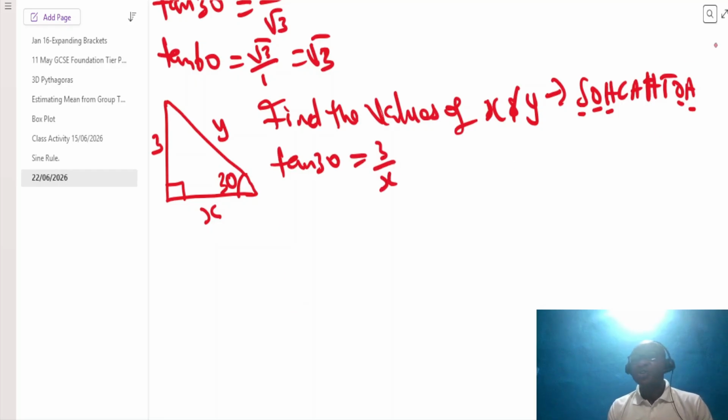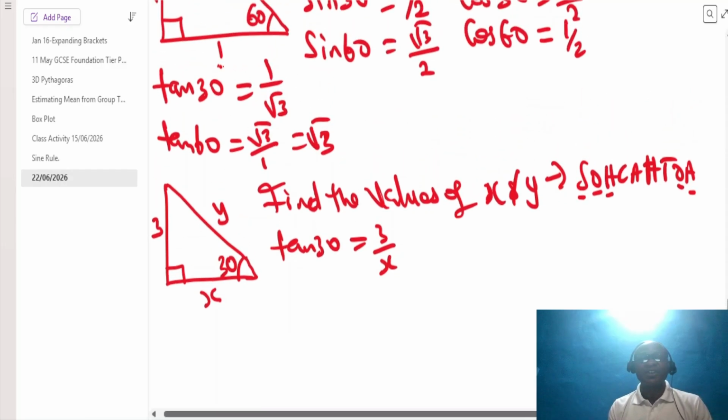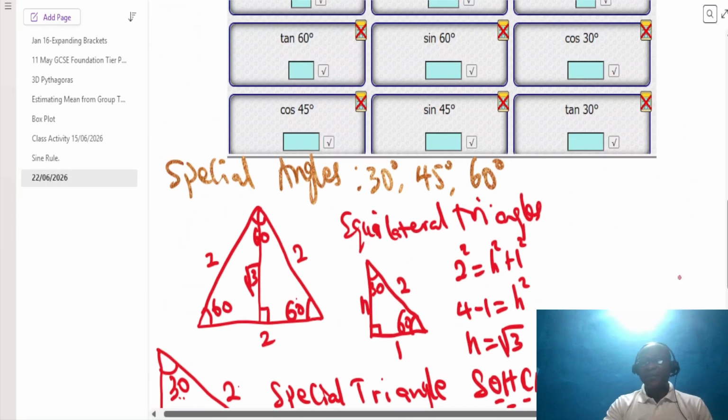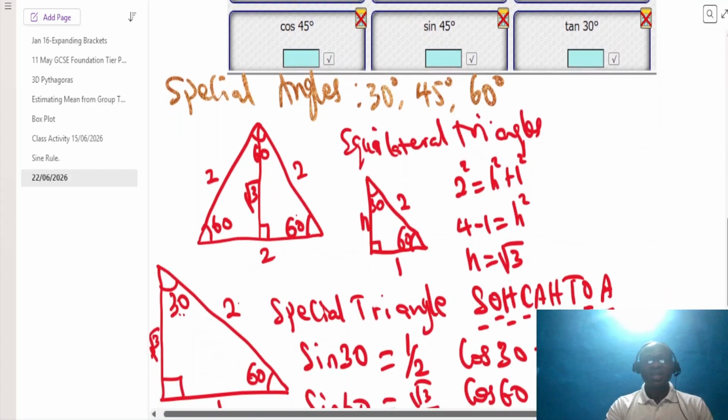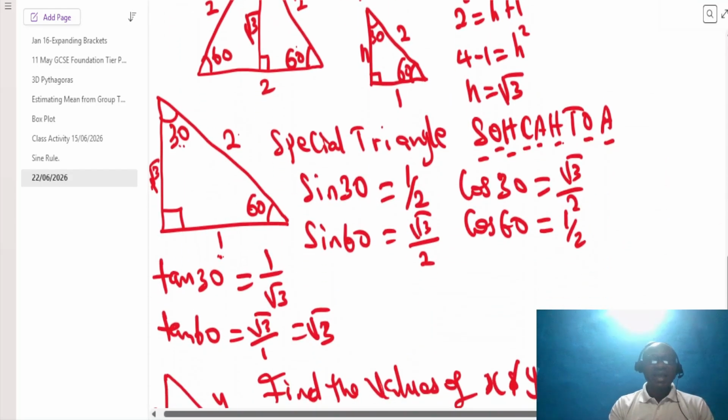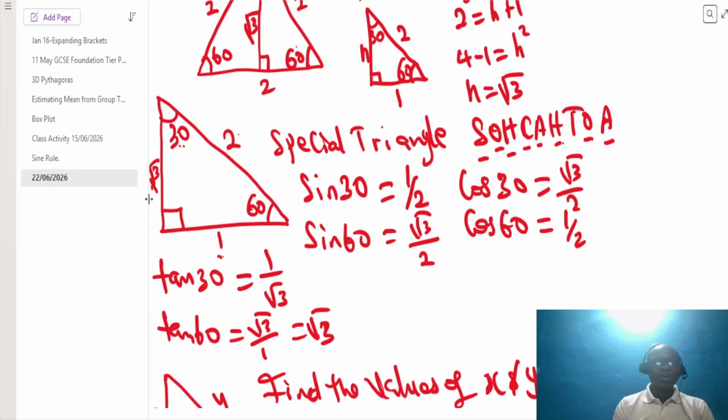I now come back to this special triangle that I have given to you. From that special triangle, I have told you what tan 30 is. Look at it here. Tan 30 is equal to 1 over root 3, isn't it? Are you getting me? Yes. Tan 30 is equal to opposite over adjacent, and the opposite of 30 is 1, and the adjacent of 30 is root 3.